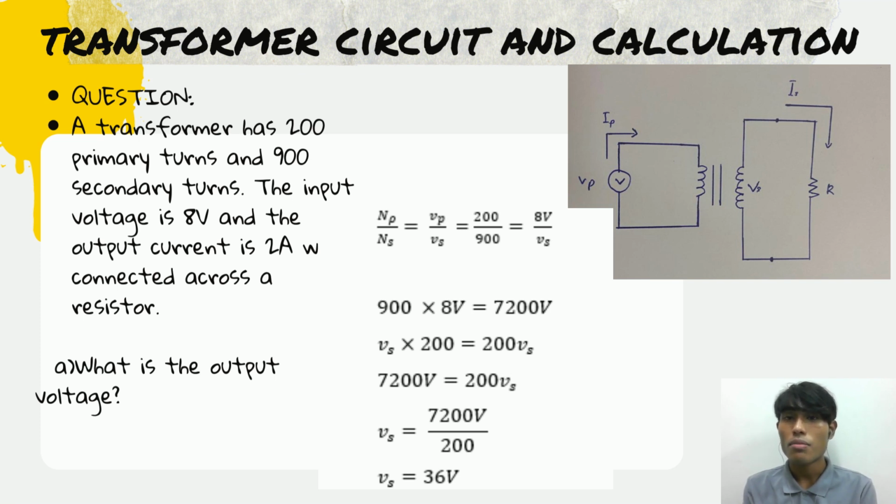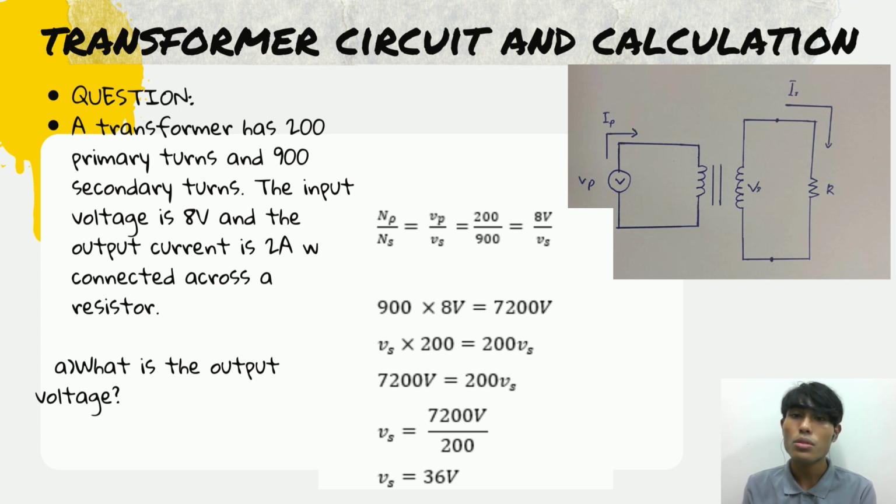Okay, for the coil primary, the coil primary is 200, coil secondary equal to 900, while voltage primary equal to 8 volt. For the first step, 900 multiplied with 8 volt equal to 7200 volt. For the voltage secondary, which we don't know the value, multiply with 200 equal to 200 voltage secondary. 7200 volt equal to 200 voltage secondary.